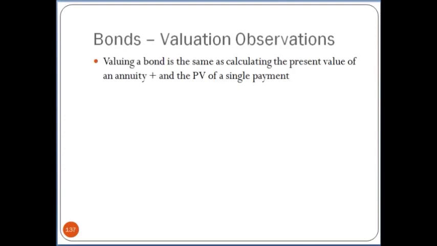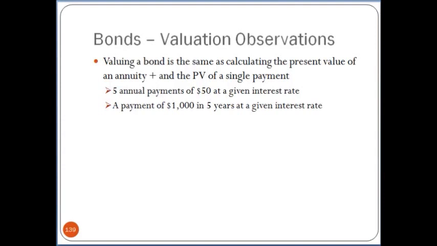So just to link this to what we talked about in the time value of money lecture, valuing a bond is really the same as calculating the present value of an annuity, those are the coupon payments, plus the present value of a single payment at the end of a period. Right, it's the 5 annual payments of $50, that's the annuity, the coupon payments, and then the final payment, the face value in 5 years in this case. That's the present value of the bond is equal to the present value of an annuity of the coupon payments plus the present value of the face value. That's just another way to think of a bond. In Excel or on a financial calculator, you can use the time value of money valuation functions to do this.